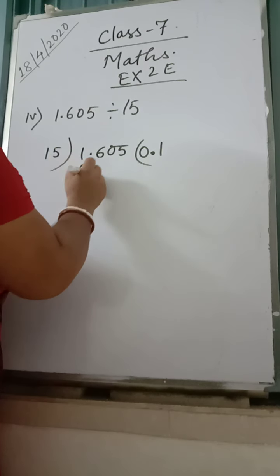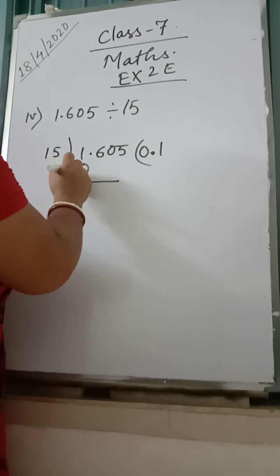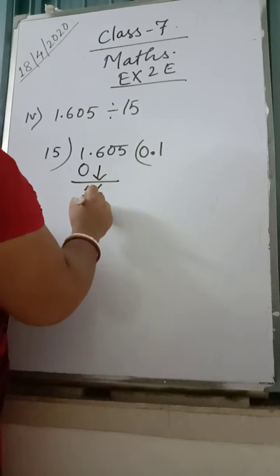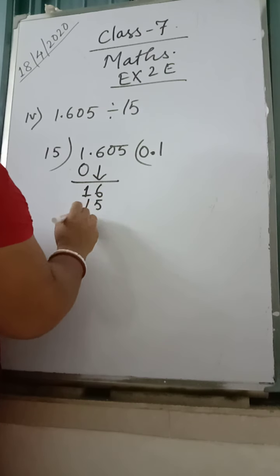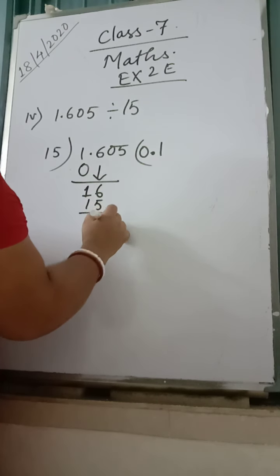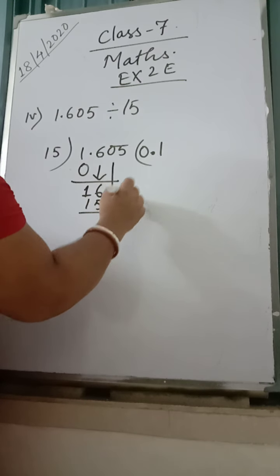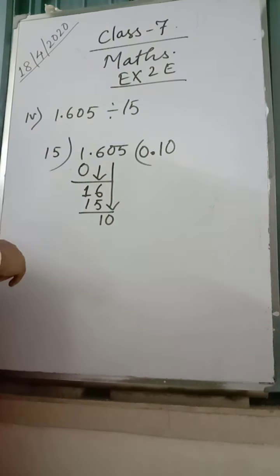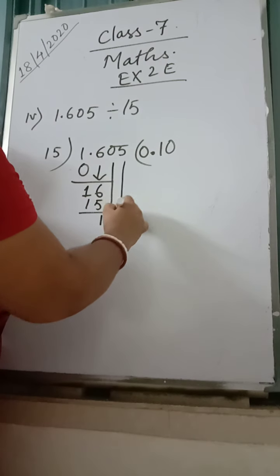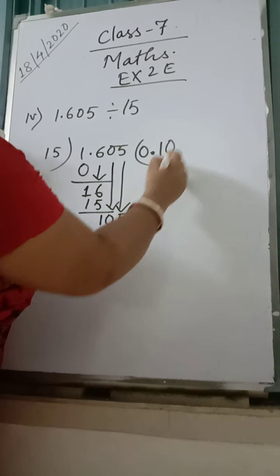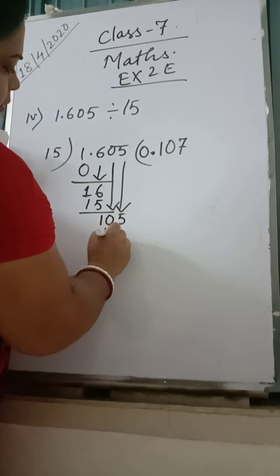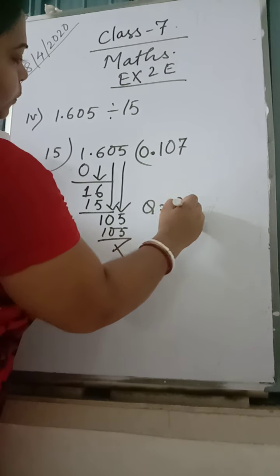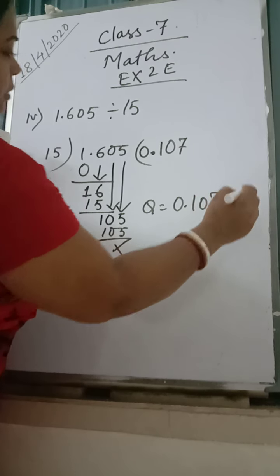I am using the previous one, 15 zeros are 0. So 1 is the remainder, then 6 is coming down, 15 ones are 15, 1 is the remainder, 10, 0 is coming down. Now if 0 is coming down, still not divisible. So here I have given 0, then I am taking the next number, 15 7s are 105. So the quotient is 0.107.